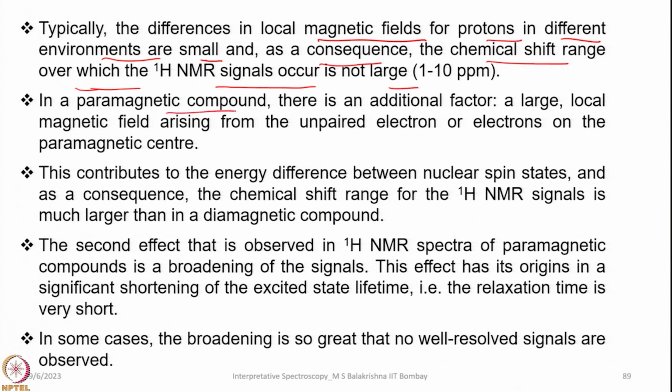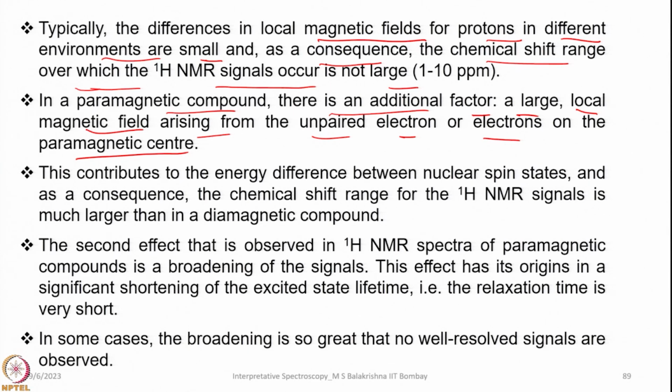In a paramagnetic compound, there is an additional factor. A large local magnetic field arises from the unpaired electrons on the paramagnetic center. So when we have a paramagnetic center, what happens? It generates another magnetic field that can again oppose or align with the magnetic field, and hence we will see unusual shifts in such molecules. And this happens especially in the case of metal complexes where we have a lot of unpaired electrons, if it is paramagnetic, and if it is diamagnetic, it is not an issue.